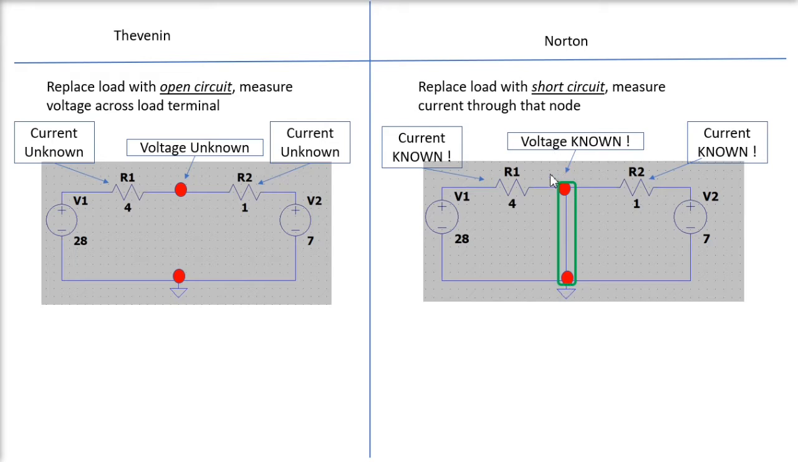So that means the voltage of this node is 0. So when I know this is 0 and this is 28, 28 minus 0 divided by 4 is 7, and 7 minus 0 divided by 1, that is 7. So 7 ampere of current is flowing through R2 and 7 ampere of current is flowing through R1.